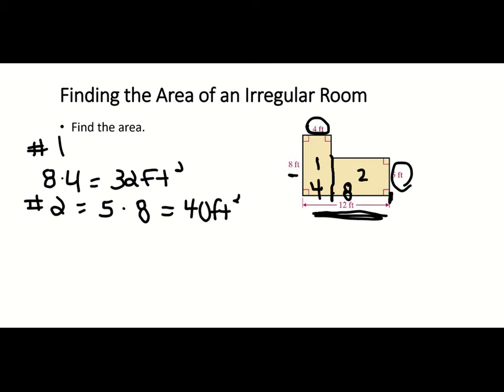Now to find the total area, you're going to use the area addition postulate, add those 2 areas together. So if I add 32 plus 40, it will give me 72 feet squared is the total area for the irregular room.